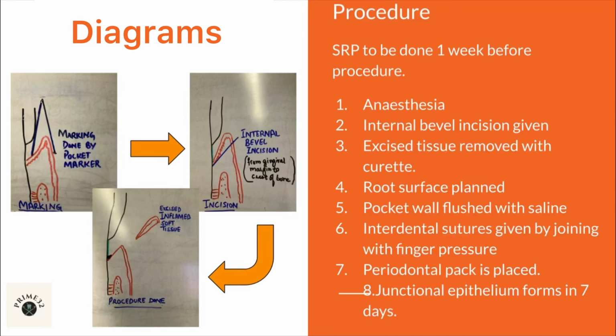After removing the soft tissue with a curette, scaling and root planing of the exposed cementum is done. Preserve the connective tissue attachment to the root surface. The pocket wall is flushed with normal saline. Approximate the wound edges. If they don't meet, apply some finger pressure and interdental sutures are given. Then a periodontal pack is given. Junctional epithelium forms in 7 days.